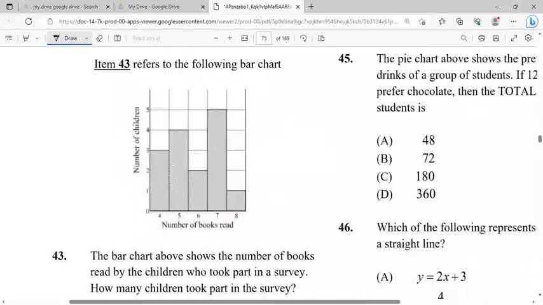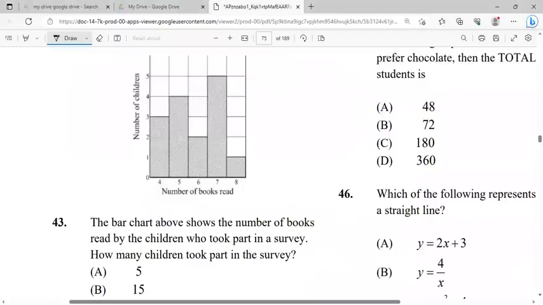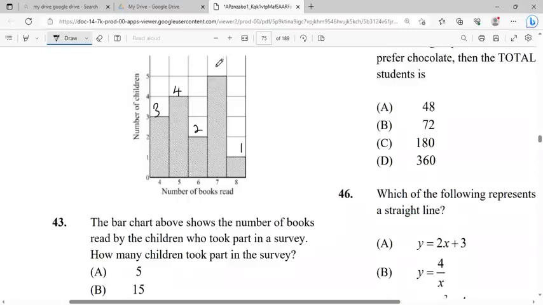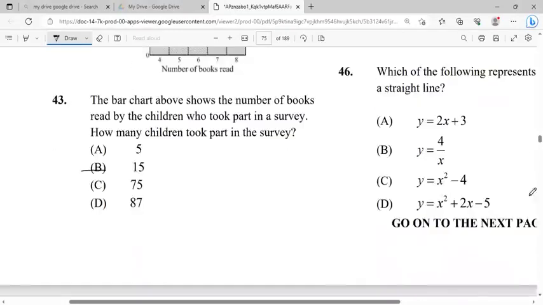All right. The chart shows the number of books read by children who took part in a survey. How many children took part in the survey? So here is the number of children. You have 3, 4, 2, 1, and the next one, 5. So add that to get 15. Let's move on to the next one.